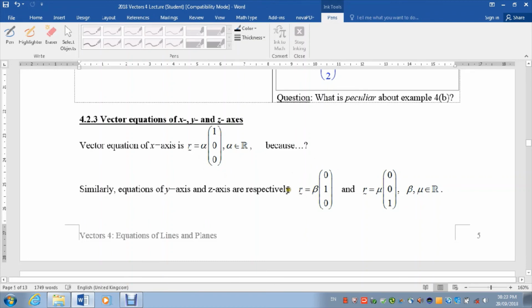The same works for the equation of the line of the y-axis as well as the z-axis. So I strongly encourage you to remember this, because sometimes it's difficult for us to recall or derive on the spot. So this is the end for the equation of a line.